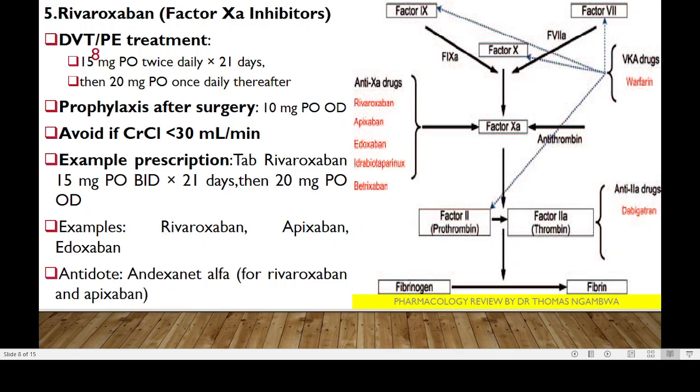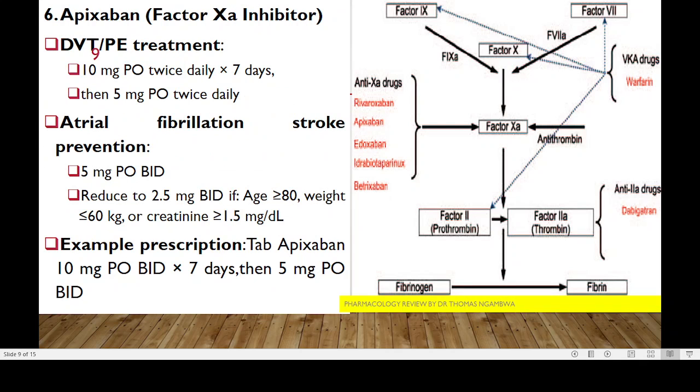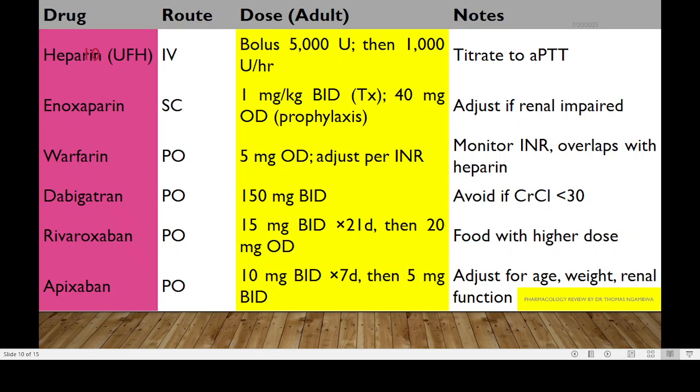Examples of this group of factor 10 activated inhibitors include rivaroxaban. We also have apixaban. We also have edoxaban, and their respective antidotes. So apixaban is in the same category of factor 10 activated inhibitor drugs.